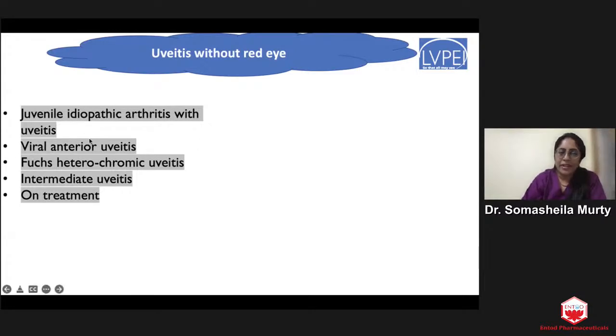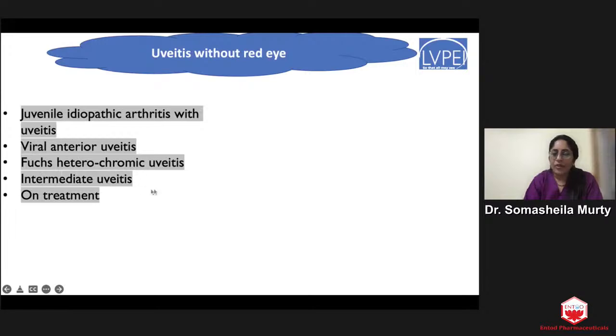The other variant is viral anterior uveitis, very common, commoner than you think. A lot of patients have unilateral anterior uveitis that doesn't go away and keeps on recurring. So this could well be viral anterior uveitis. Again, there won't be a red eye. There may not be posterior synechiae, but there'll be high intraocular pressure. And Fuchs heterochromic uveitis, you know that the patient has a white eye, no posterior synechiae, and keratic precipitates, which are stellate in nature.